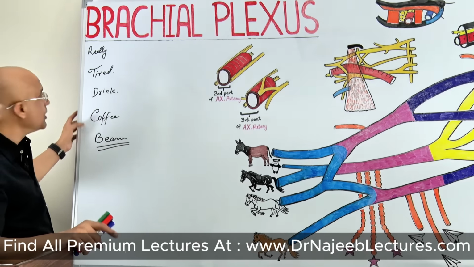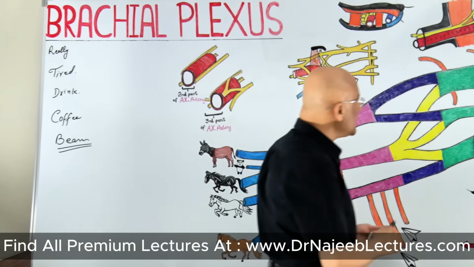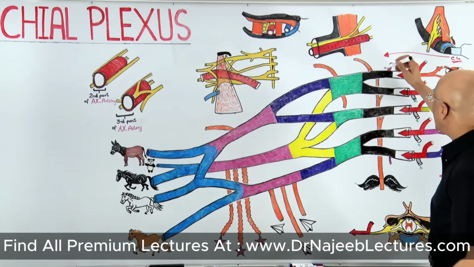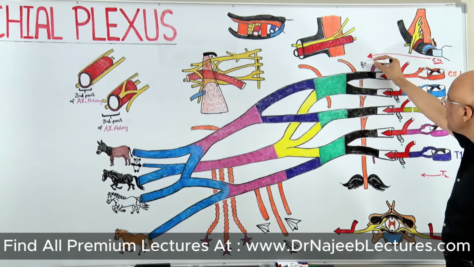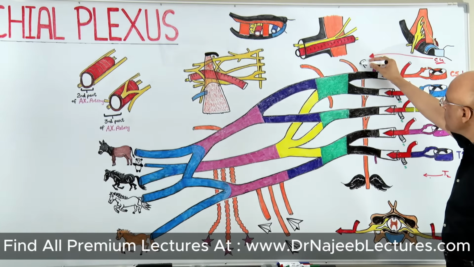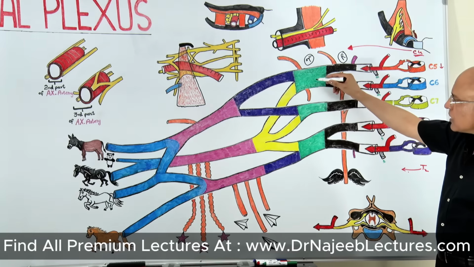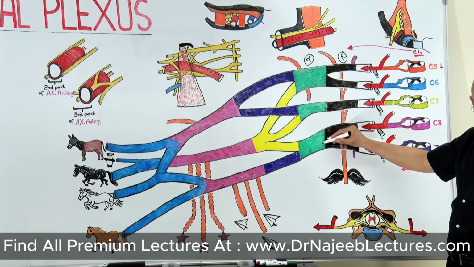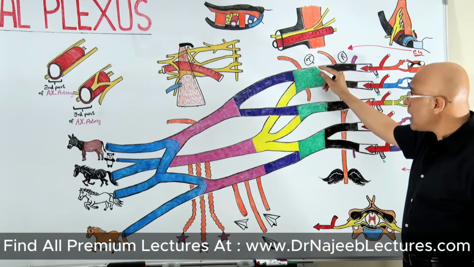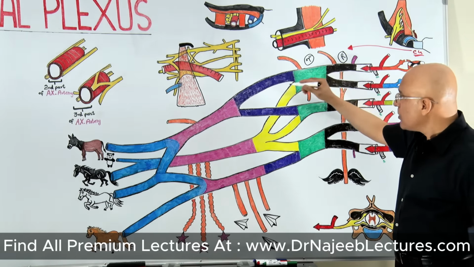Now, what do I mean by really tired? The R of really stands for the roots. These black parts are the roots of the brachial plexus. Really tired, T is for the trunks. These green parts are basically the trunks of the brachial plexus. Really tired, drink.